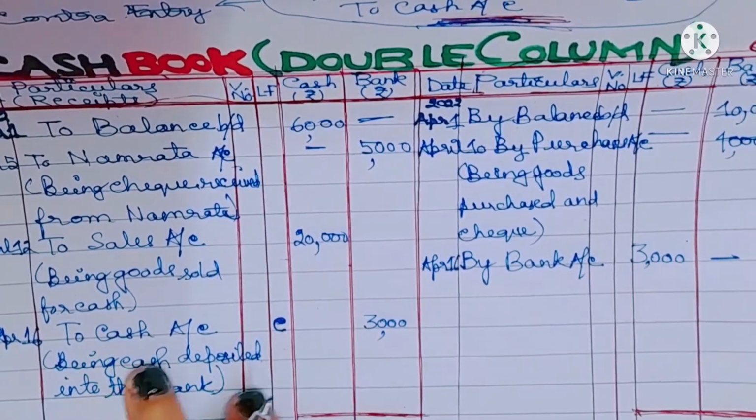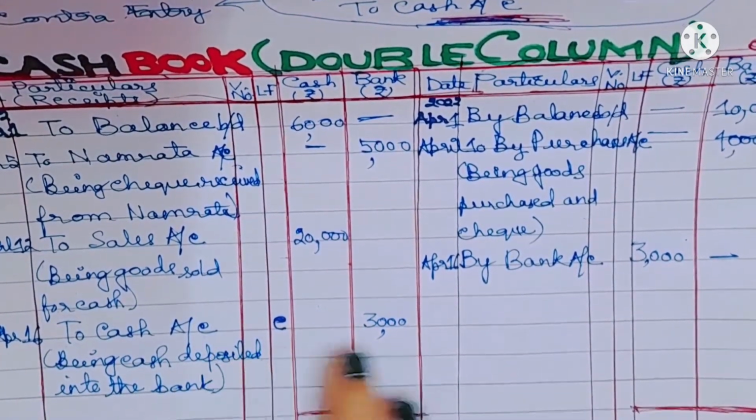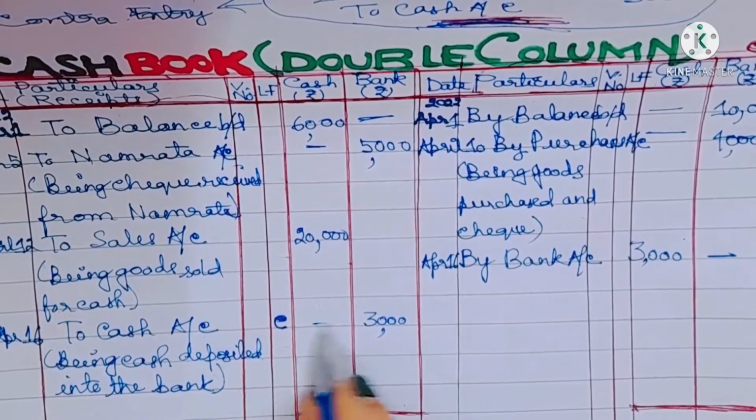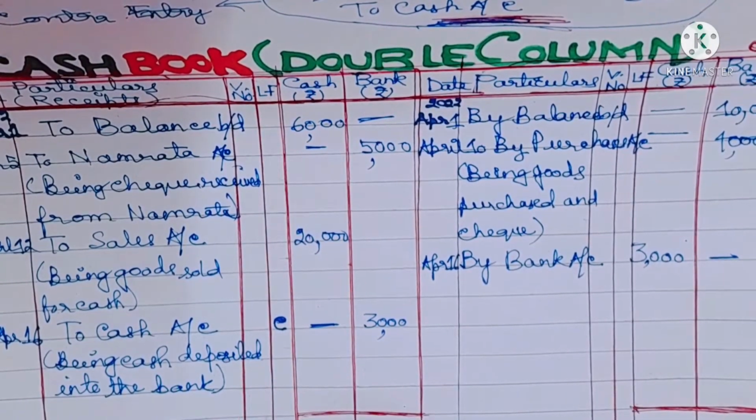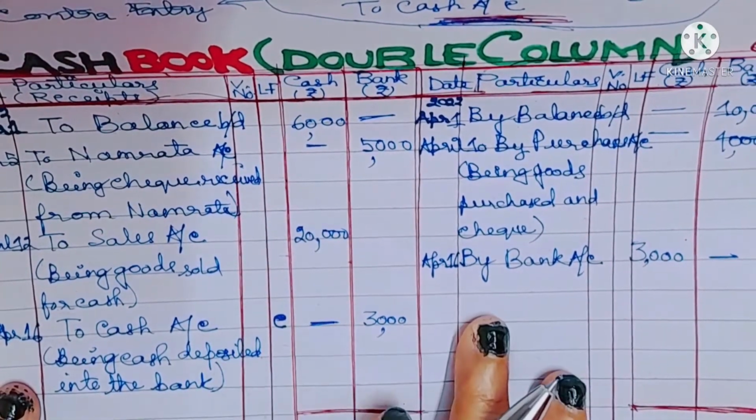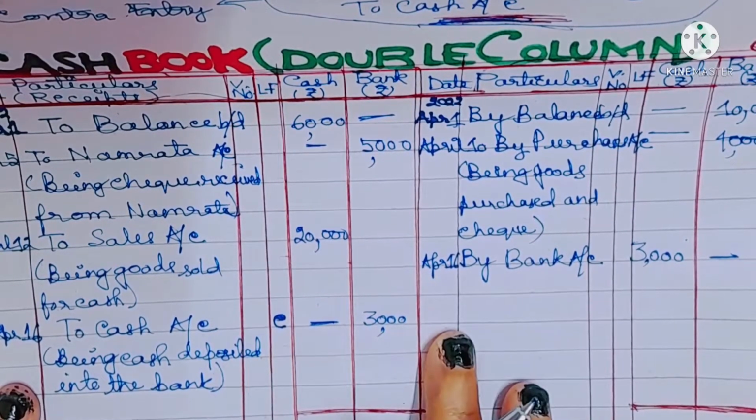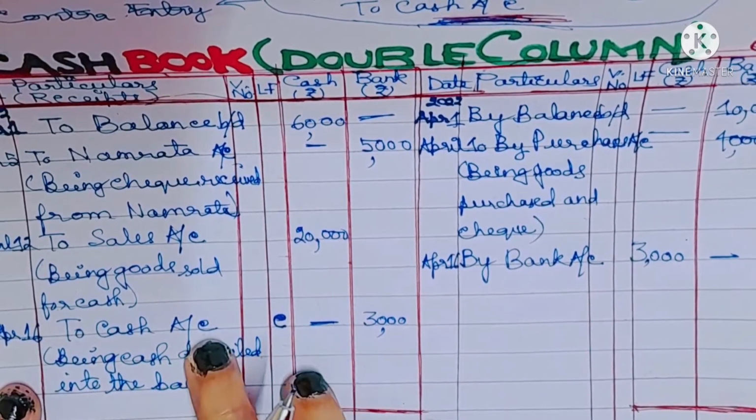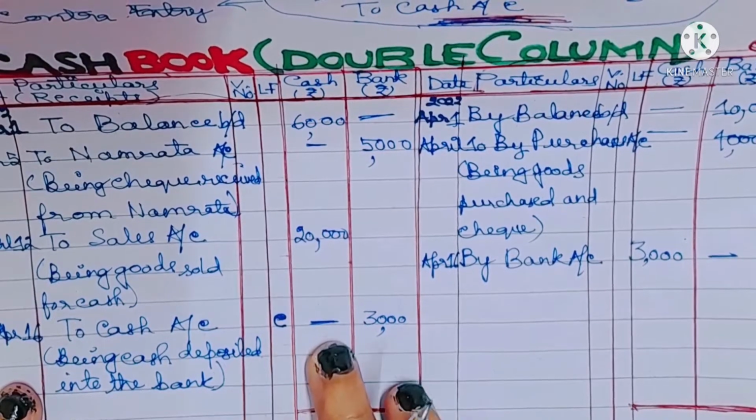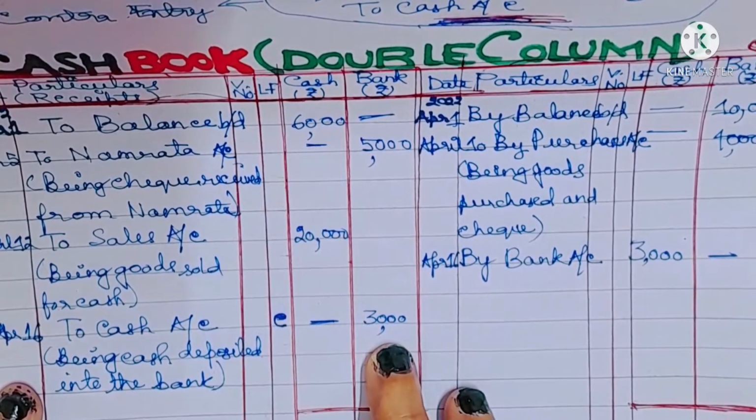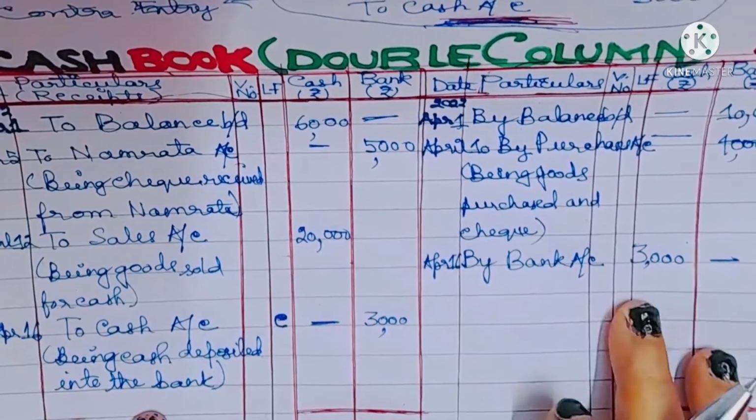Since we have written to cash account, we have written 3000 in the bank column and not in the cash column. Understood? Even if you don't understand the contra entry, if you write to cash account, you can't write the amount in the cash column. You have to write in the bank column. Understood? If you want to know the logic, this is very easy.